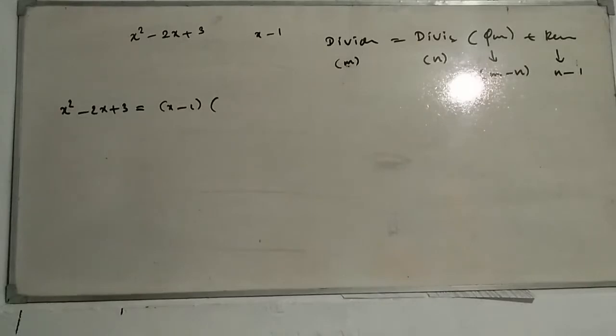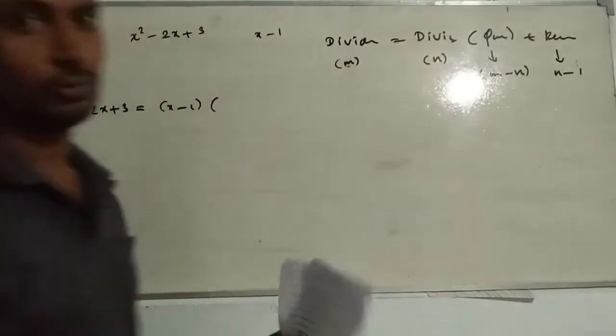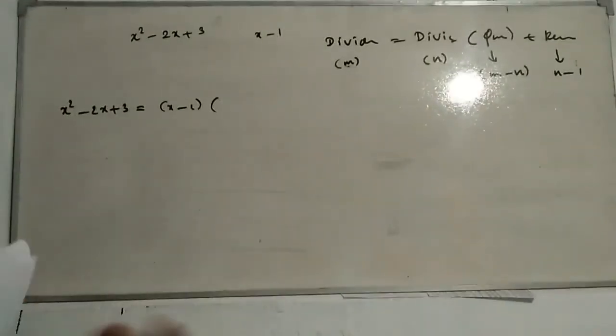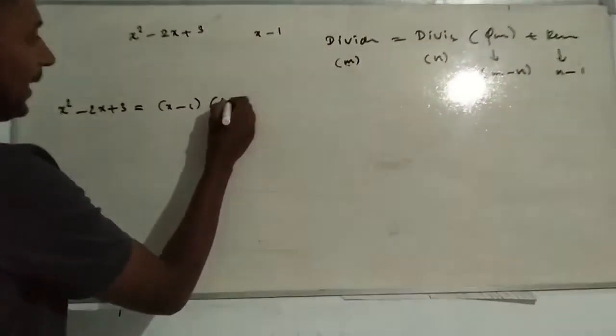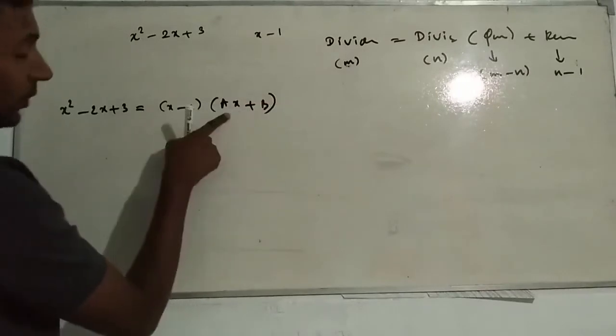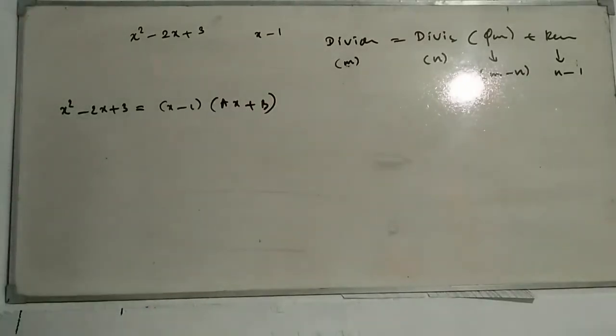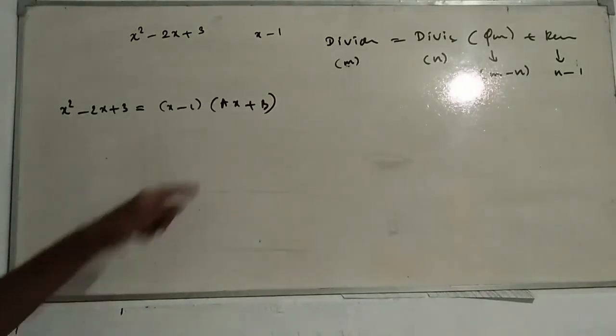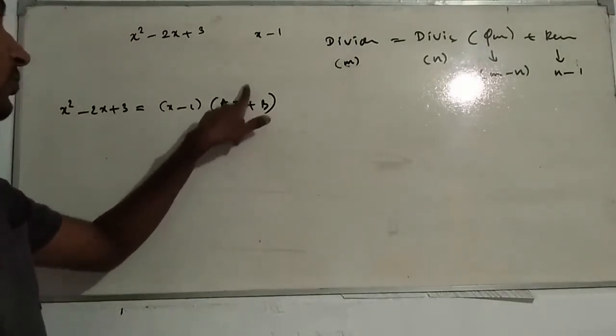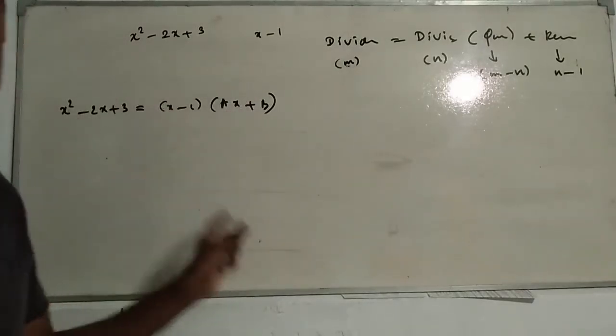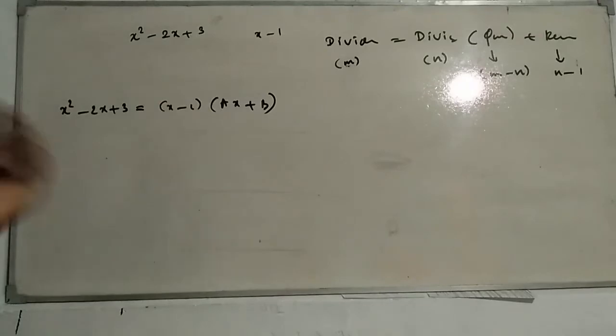So what is the general formula of a degree 1 polynomial? That we can write as ax plus b. Here look at the degree of the variable, the highest power of the variable, that's 1. So this is the general formula of a degree 1 polynomial.